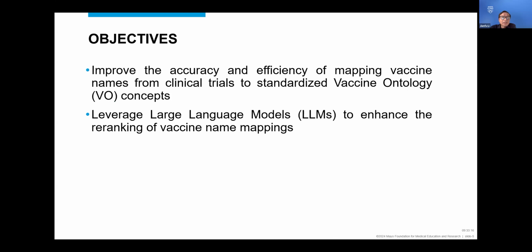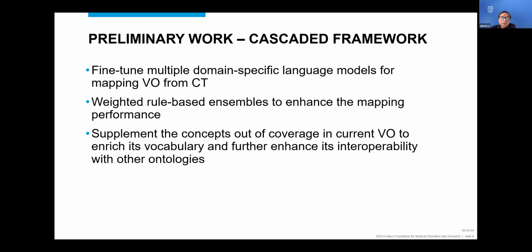Here is our objective. We try to improve the accuracy and efficiency of mapping vaccine names from clinical trials to standardized vaccine ontology concepts. We try to leverage large language models to enhance the re-ranking of vaccine name mappings.